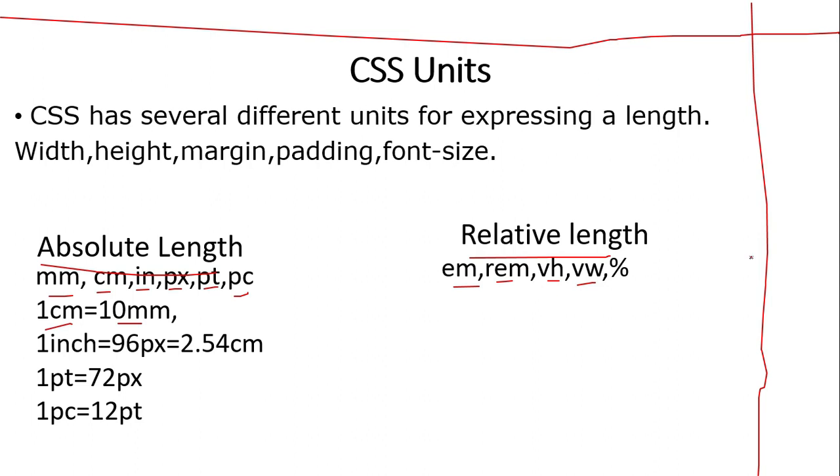The white space on the height, that is the viewport height, and the white space on the width, that is the viewport width. And if you say about the percentage, this is relative to the width of the parent element. We can take 50% width of the parent element or 50% height of the parent element. It also totally depends upon the parent element. Now let's go into VS Code and explore these examples.